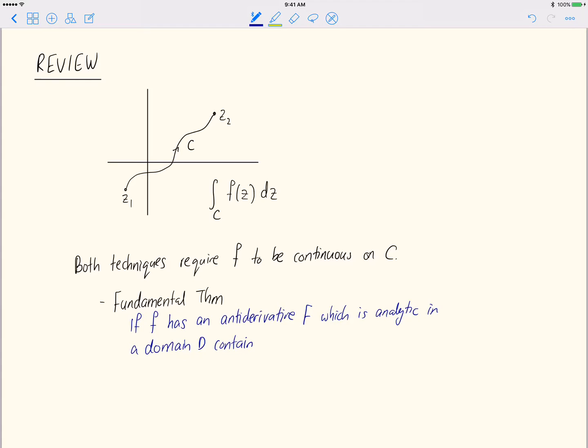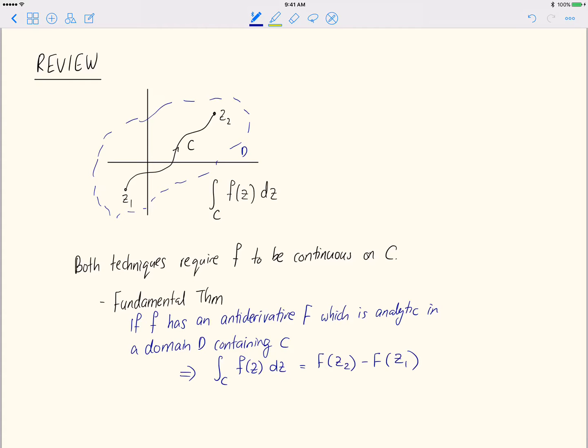So what does that mean? It means, let's say, for instance, you can draw some domain D which contains C, and let's say this antiderivative big F is analytic in that domain. In that case, we can apply the fundamental theorem, which tells us that the integral of f of z along C is equal to, well, it's just like what you learned in first year. You compute the antiderivative capital F at the endpoints and subtract.